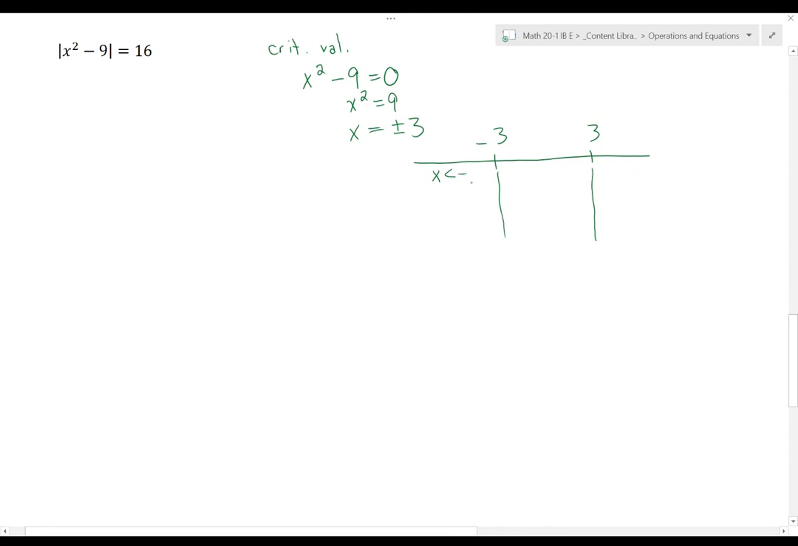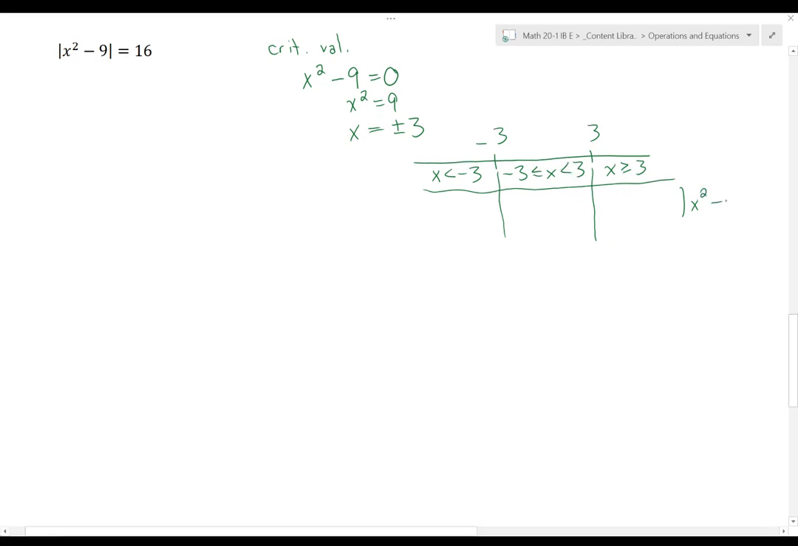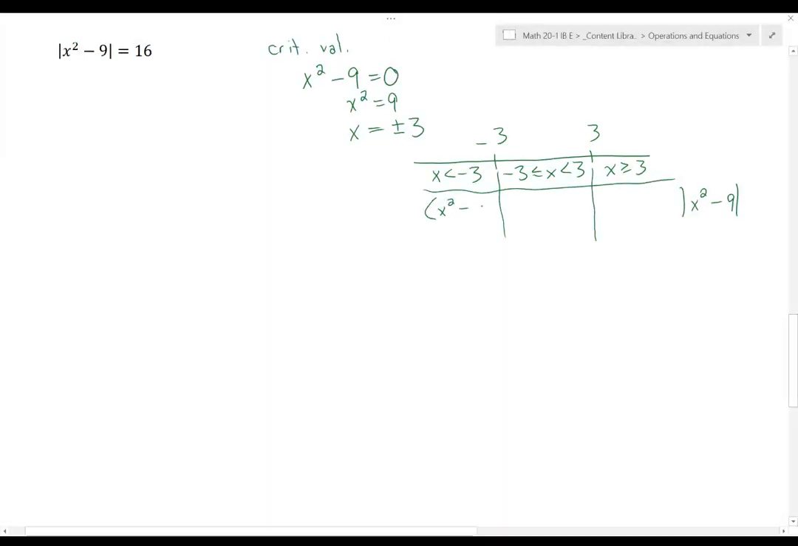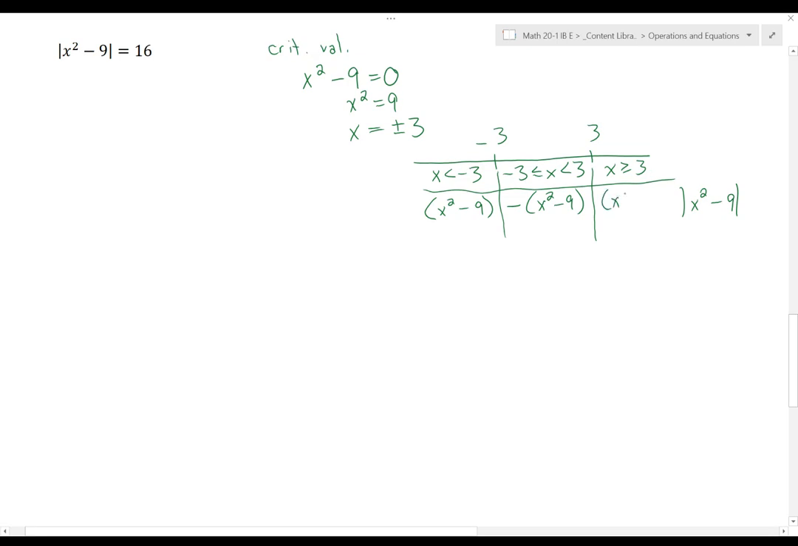X is less than negative 3, x is greater than or equal to negative 3 but still less than positive 3, and x is greater than or equal to positive 3. So in each interval, I'm going to figure out what happens with the absolute value of x squared minus 9. Values less than negative 3, so negative 6, for example. Negative 6 squared is 36. 36 minus 9 is positive. That's all that really matters. So in this interval, the absolute value of x squared minus 9 is x squared minus 9. Values between negative 3 and 3 will give me a negative number, so the opposite of x squared minus 9. And values greater than 3 will give me a positive number again, so just x squared minus 9.